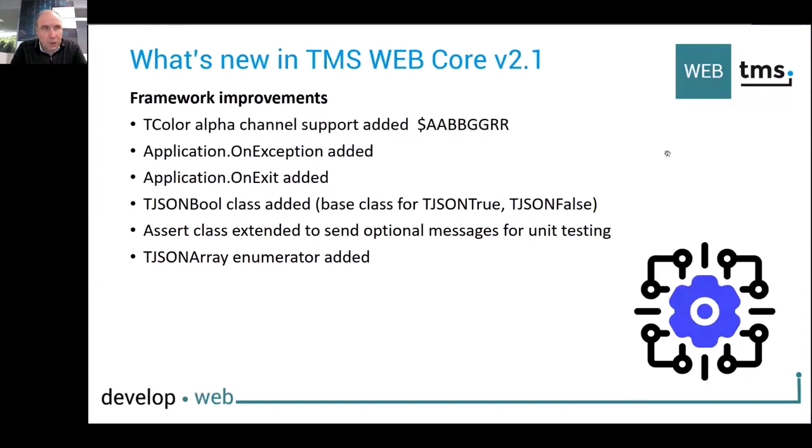In the area of unit testing with Web Core, we also did several improvements. We improved the user interface of the unit testing, and we also extended the assert class with the optional messages that can be sent to the unit testing UI from these classes. And finally, several enumerators have been added. And one of these is in the JSON array, so you can more easily loop through JSON arrays from your code with simple for instance in JSON array do, and it will loop over all the items in the JSON array.